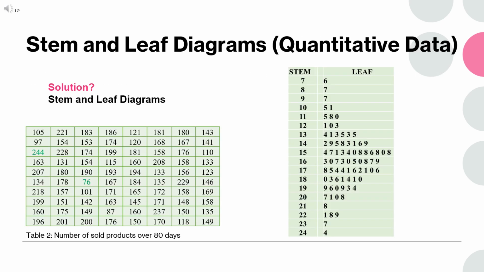Table 2, on the left, reports the number of products sold over 80 days. To visualize this dataset, we can use a stem and leaf diagram on the right. From the stem and leaf diagram, we can observe that the smallest number of items sold in a day is 24, while the largest is 76. Additionally, it is common to see sales figures ranging between 130 to 170 counts.